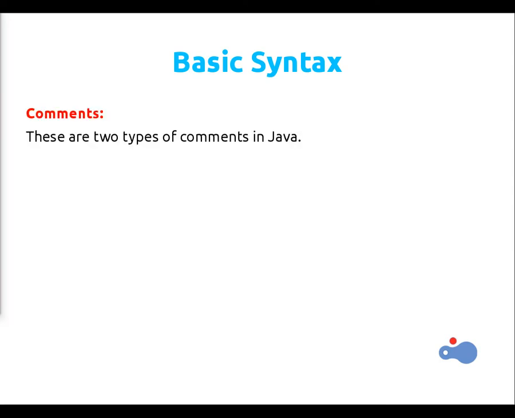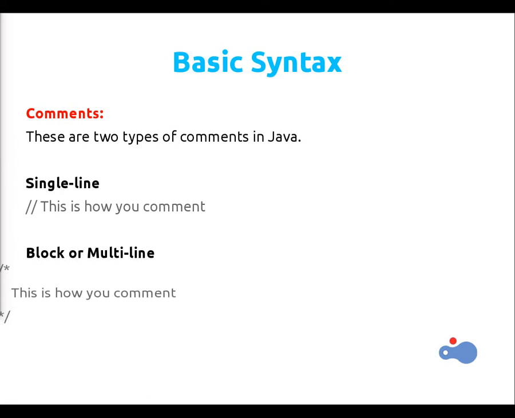So there are two types of comments. There is the single line comment that looks like this, two slashes, and then you write whatever you want to write. And then there is the block or multi-line comment. In this type of comment, you can have many lines, as the name suggests.